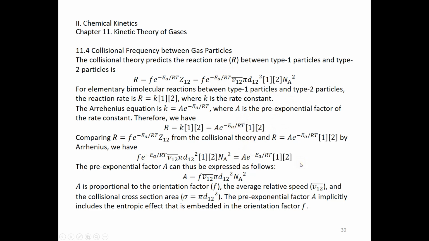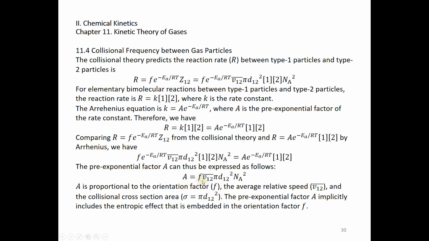So over here we have the equation for reaction rate. On the left, orientation factor, energy factor, average relative speed, collisional cross-section area, concentrations of 1 and 2, Avogadro constant squared. On the right-hand side, the pre-exponential factor, the energy factor, the concentrations of 1 and 2. Of course, we can just cancel the exponential function left and right, the concentrations of 1 and 2 left and right, and now we obtain the pre-exponential factor A.